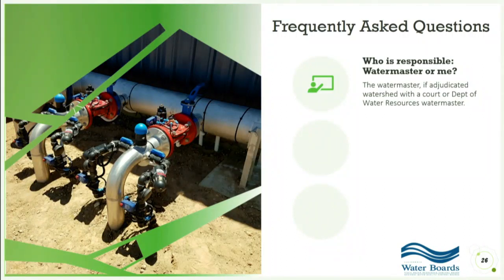Okay, who is responsible, Water Master or me? If you are a diverter in an adjudicated watershed with a court or Department of Water Resources appointed Water Master, then the Water Master is responsible if the Water Master includes you, your diversion, in their report. If you're not included, then you need to report by yourself.